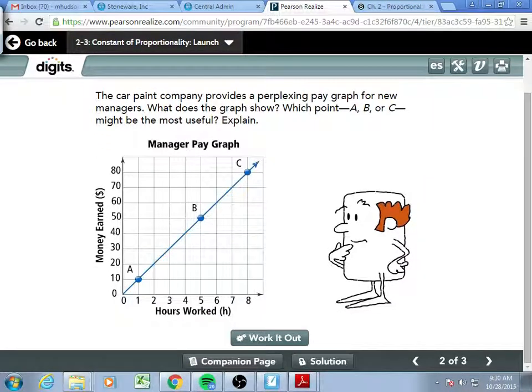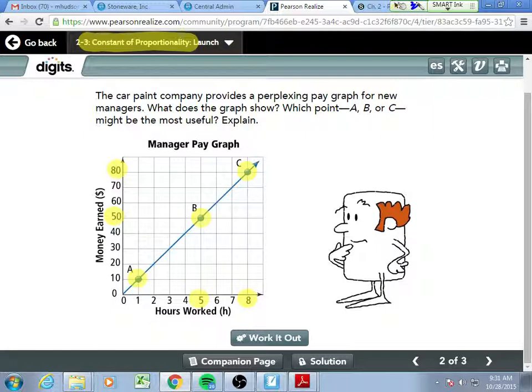So here we have the manager pay graph. When you have a job where you get paid hourly, your pay is proportional to your time spent working. So if he works 1 hour, he makes how much money? $10. If he works 5 hours, point B, he makes $50. If he works 8 hours for point C, he makes $80.